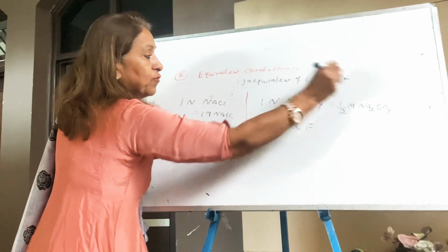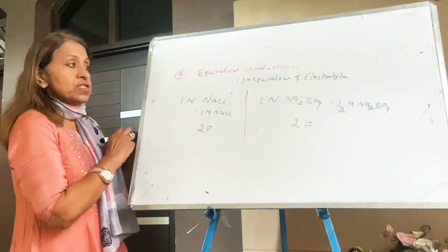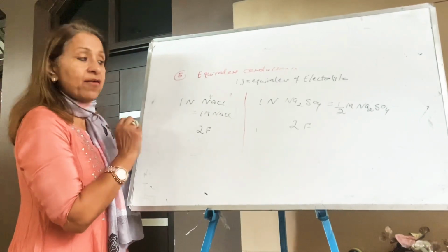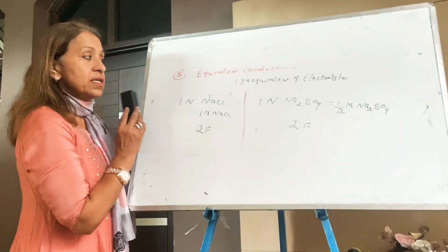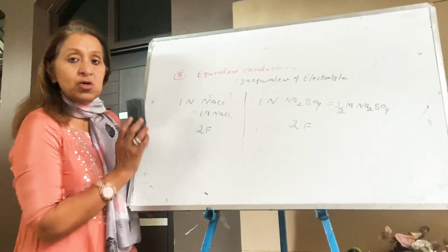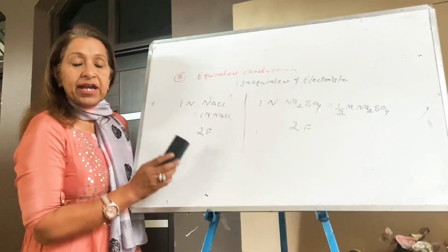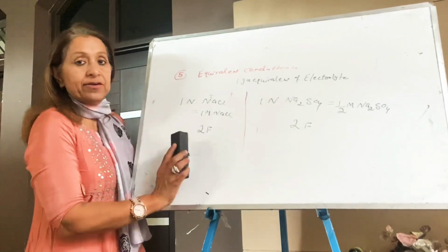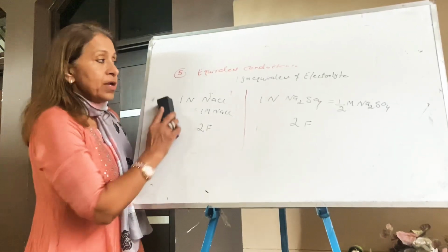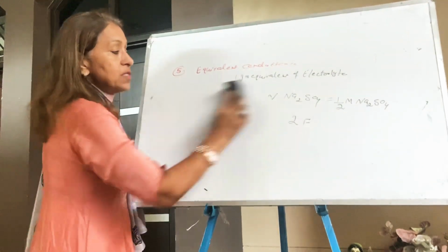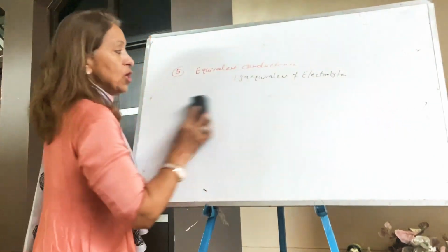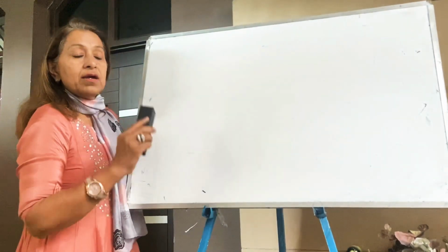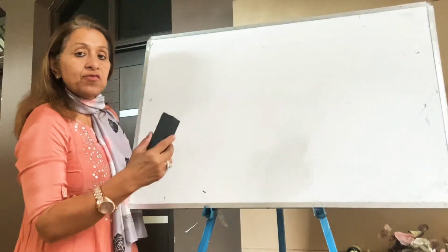1 gram equivalent of electrolyte. Write down, this is the definition of equivalent conductance. Now what is equivalent conductance? Equivalent conductance is the conductance of a solution which contains 1 gram equivalent of electrolyte. Understand? 1 gram equivalent means 1 normal. So equivalent conductance is the conductance of 1 gram equivalent of electrolyte.